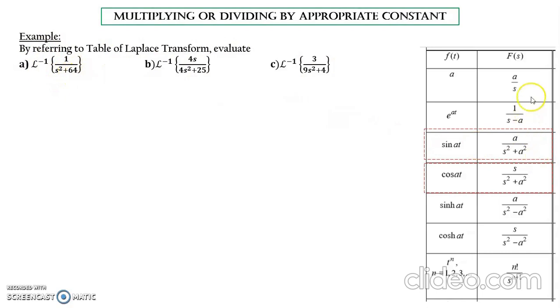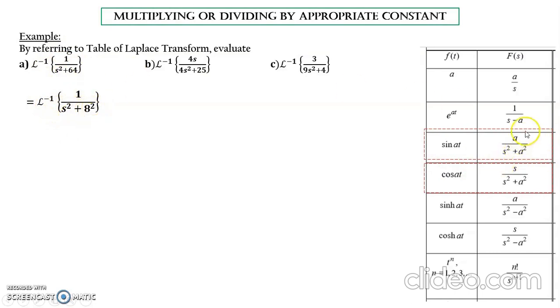Okay, so kita refer kat sini, yang mana ada pattern s kuasa 2 tambah constant value. So, kita ada a over s kuasa 2 tambah a kuasa 2, dan di other one kita ada s over s kuasa 2 tambah a kuasa 2. So, which one yang similar adalah yang atas ni lah, because yang dekat atas ni you ada constant number, right? Okay, so you akan ambil a bahagi s kuasa 2 tambah a kuasa 2. So, in this case, a adalah square root 64 sama juga dengan 8, jadi a adalah 8. So, daripada sini kita tahu inverse Laplace transform 1 per s kuasa 2 tambah 8 kuasa 2.